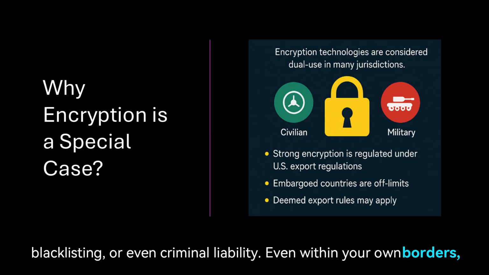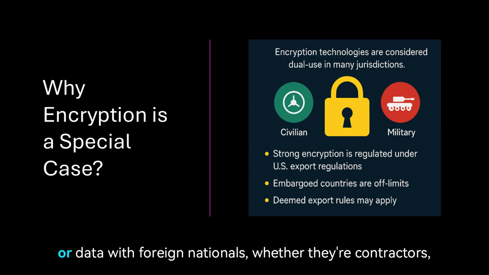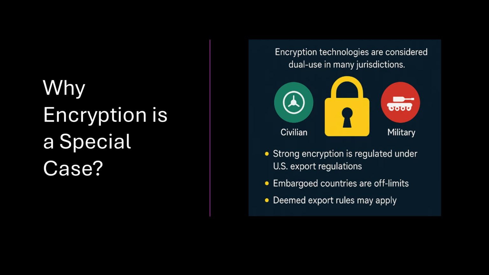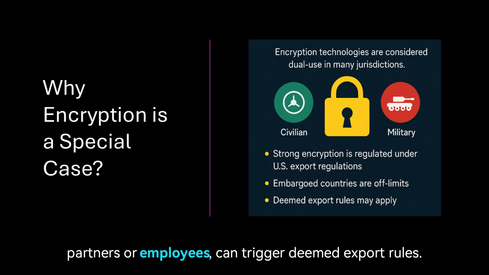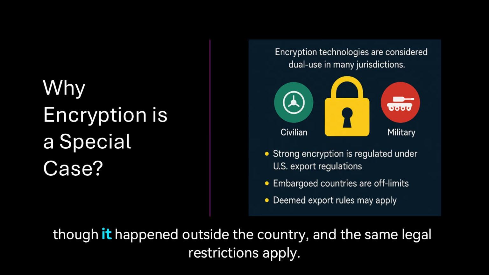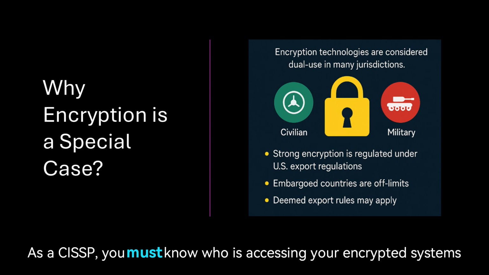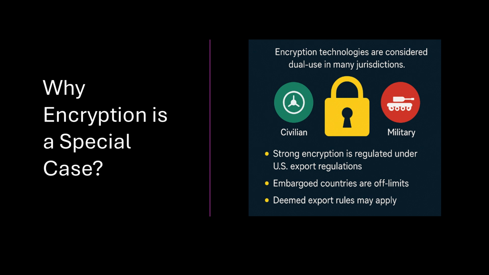Even within your own borders, you're not off the hook. Sharing encrypted software or data with foreign nationals, whether they're contractors, partners, or employees, can trigger deemed export rules. This means the transfer is treated as though it happened outside the country, and the same legal restrictions apply. As a CISSP, you must know who is accessing your encrypted systems and from where.